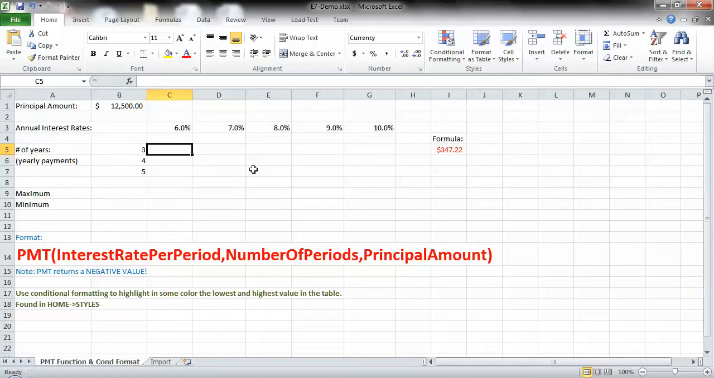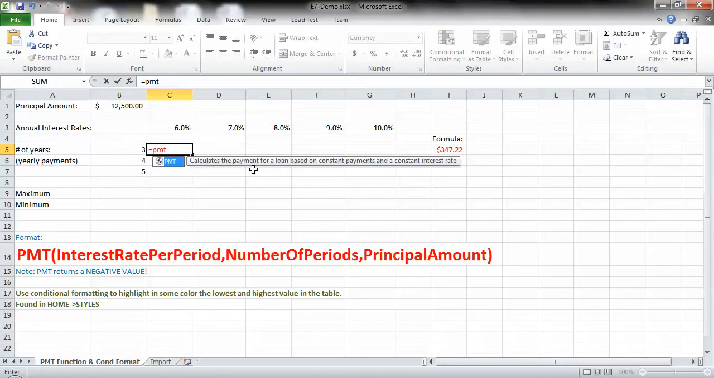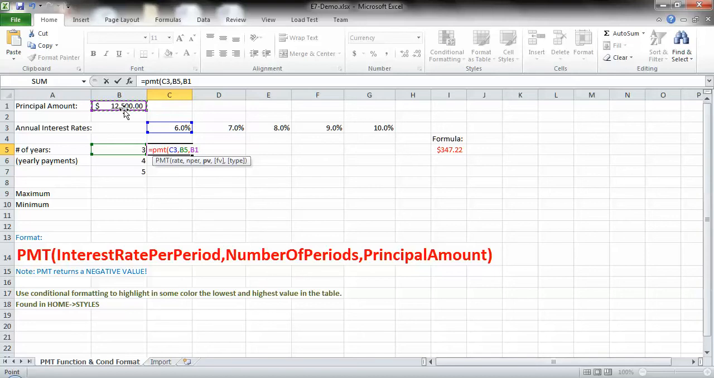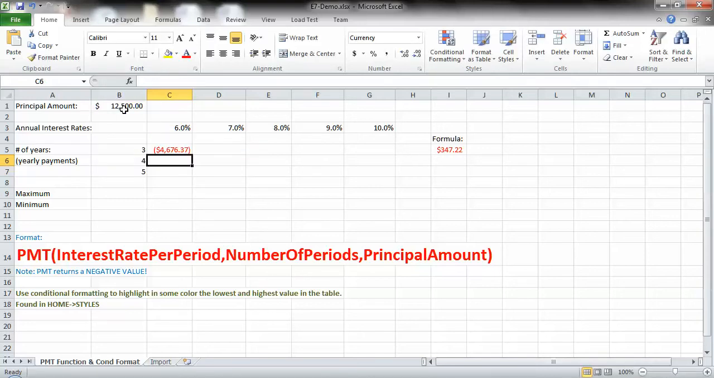Let's calculate the yearly payments. This isn't too hard. Equals PMT. The first is the interest rate per period. Click on that. Second argument is the number of periods. Now it's an annual interest rate, so the number of years and the annual interest rate are in the same units, years. So select that, then a comma, and the principal amount is right here. Poof.